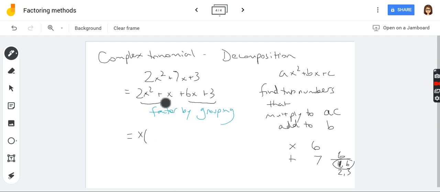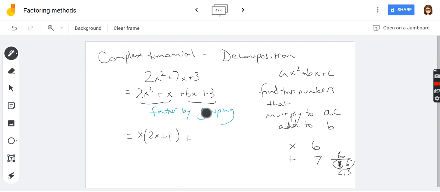What's going to go on the inside is what I get when I take my expression and divide it by this x. Remember, factoring, you're given the product and you have to write it as something times something. If you know one of the somethings, then to get the other one, you take the product divided by the first one. So 2x squared divided by x leaves me with just 2x. And x divided by x leaves me with 1.